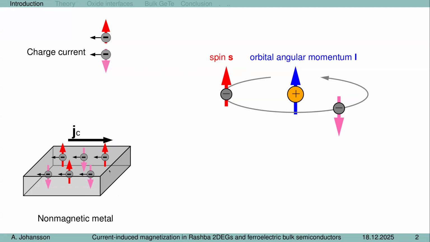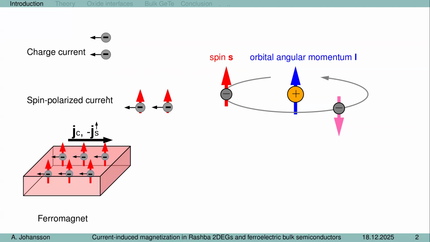So in this example, which I sketched here, we have a non-magnetic metal. We have an equal number of spin up and spin down states. And if we drive a charge current in this material, then we do not transport any spin, but only charge. It's different if you consider a ferromagnet. Here you have an imbalance of spin up and spin down states. So if you drive a charge current in this material, you also generate a spin polarized current.